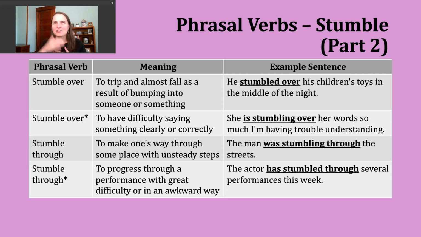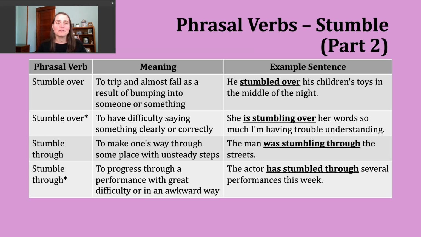Now, as I wrote that definition, I can think of a couple videos I've done that weren't so good. They weren't so clear. This is something that can happen to all of us. So an example sentence might be, she is stumbling over her words so much, I'm having trouble understanding. She is stumbling over is an example of present progressive or present continuous. So I hope you're not having that feeling as you're listening to this particular video.